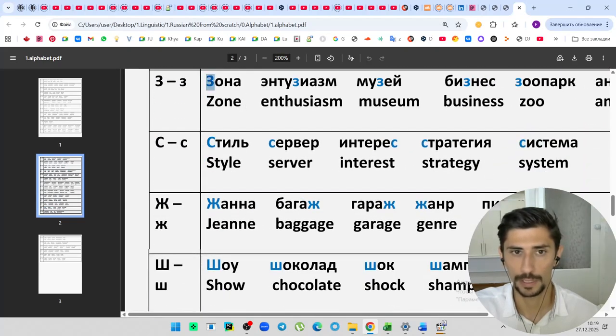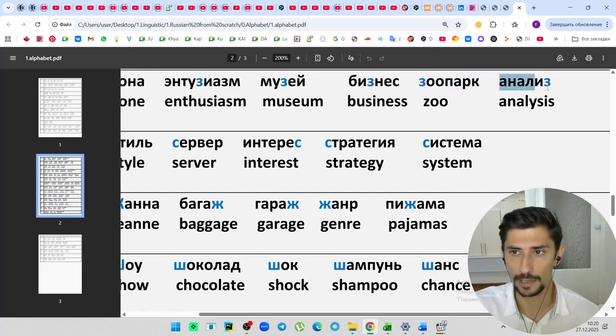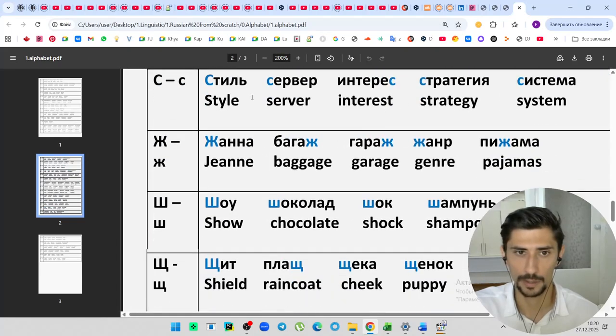Okay, next example is Z. It looks like the number 3, but actually it's Z. Зона. Энтузиазм. Музей. Business. Зоопарк. Because we have the accent on this syllable, these two letters are pronounced like A. Зоопарк. Анализ. Okay, next letter is S. Стиль. Сервер. Интерес. Стратегия. Система.